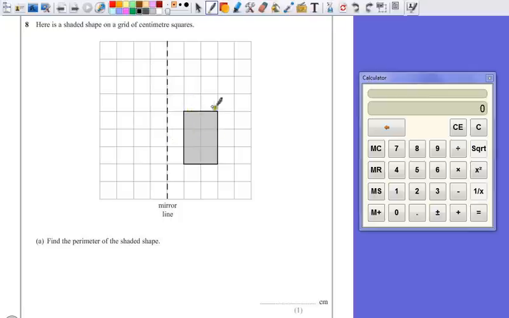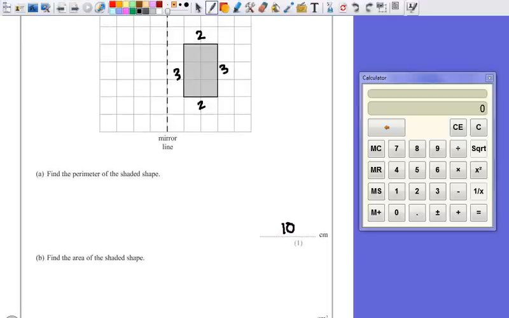So this line is 2 centimetres across. This line down the side, 1, 2, 3, is 3 centimetres. I could just double that because it's a rectangle, but let's just be sure. 1, 2, 2 at the bottom there, and 3 there. So 2, 3, 4, 5, 6, 7, 8, 9, 10 centimetres perimeter.